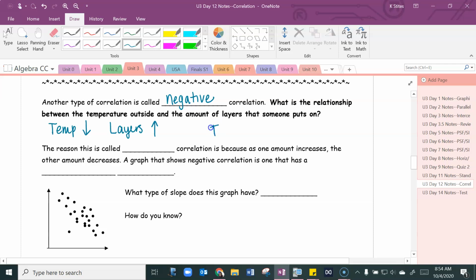Whereas reverse, if the temperature is going up, right, it's getting hotter, the number of layers that you're going to have is probably going to go down. Maybe you're just wearing a tank top and some shorts, okay? You don't have that sweatshirt, you don't have that coat on anymore. So this is called negative correlation because as one amount increases, the other decreases. A graph that shows negative correlation is one that has a negative slope.